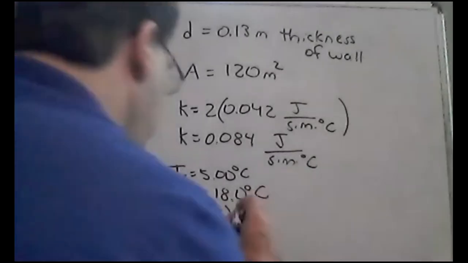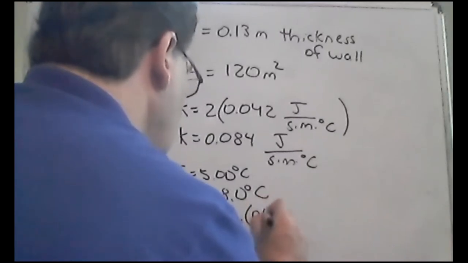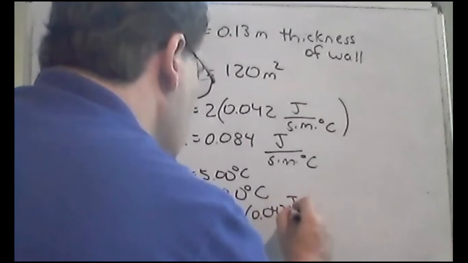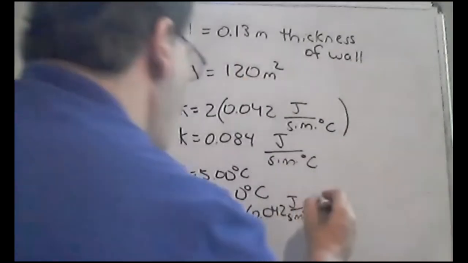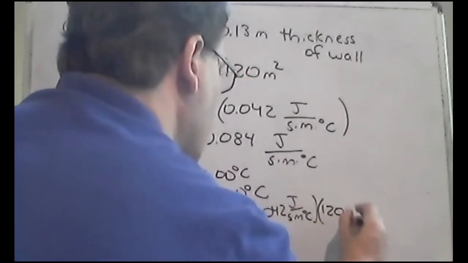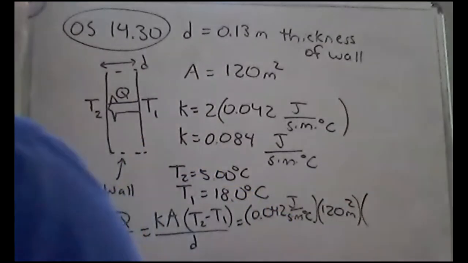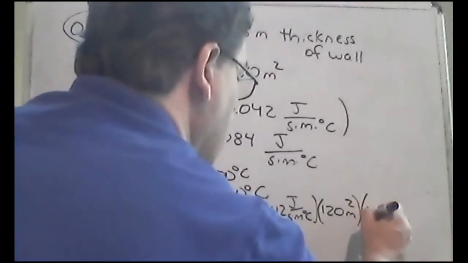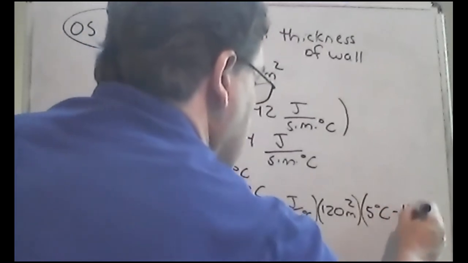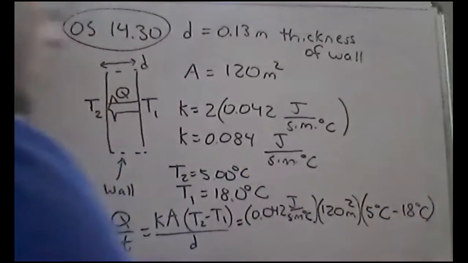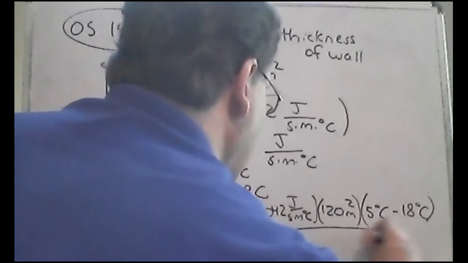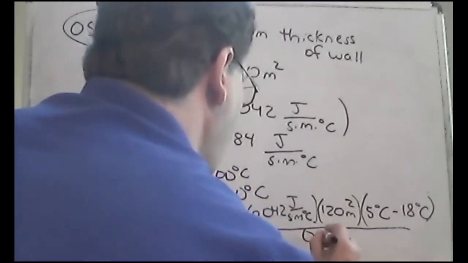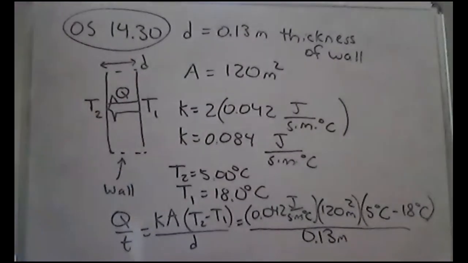So we can put all this in there. I have 0.042 joules per second meter degrees Celsius, okay? Area of 120 meters squared. Then I have T2, 5 degrees Celsius minus 18 degrees Celsius. I'm taking off the decimals to save space. There really are decimals and zeros after that. Divided by the thickness of 0.13 meters. That's all I have to do. I have a tailor-made equation.